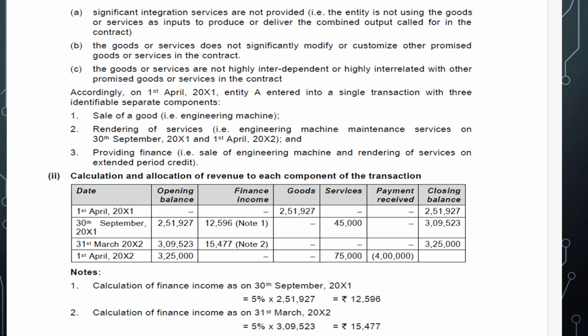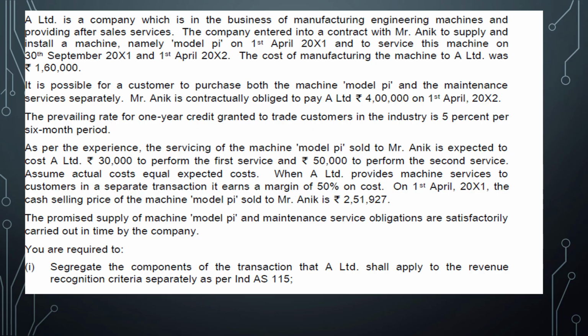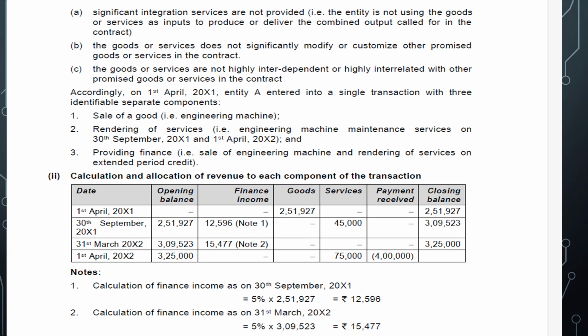Now proceeding to the answer. The key thing is this box, where the computation is very important: opening balance, finance income, goods and services, payment received, and the closing balance. The amount here is specifically given in the question. On 1st April 2021, the cash selling price of the machine Model P sold to Mr. Anik is rupees 2,15,927, which will be your closing balance on 1st April 2021. Now the 5% per 6-month period is given. So on the 2,15,927 balance, which will be the opening balance, apply the 5%, and you will get 10,796, and the service is 45,000.